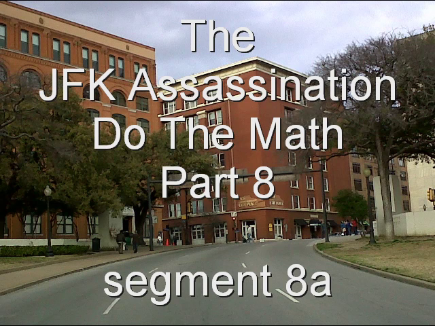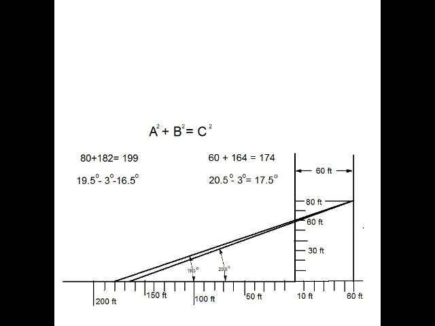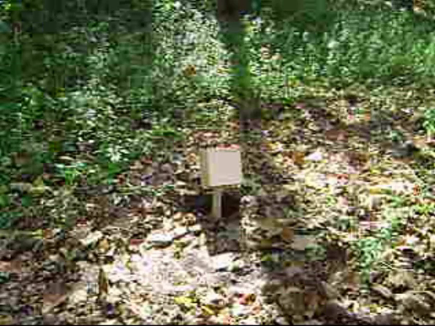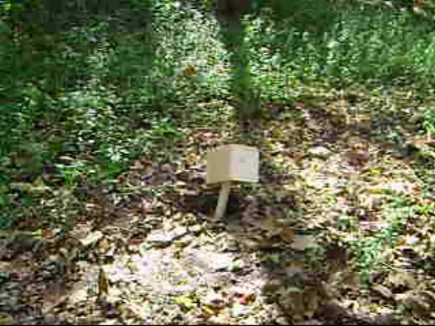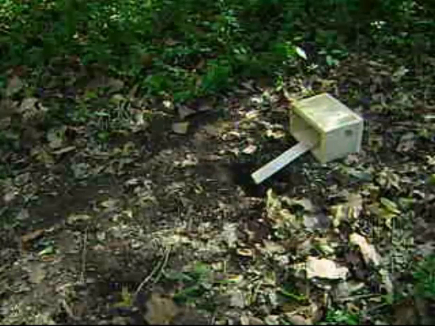Welcome to the JFK assassination. Do the math, part 8. Math, while extremely accurate, is an abstract process. In other words, it's nothing more than markings on a piece of paper. Seeing is believing. So in part 8, I will use live ammunition to demonstrate where the fatal headshot came from, and just as importantly, the places where the shot could not have come from, and why.